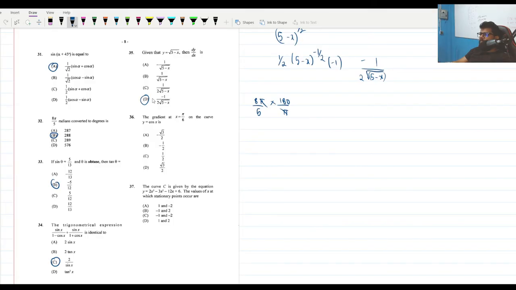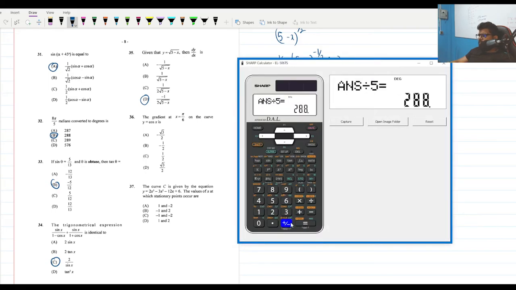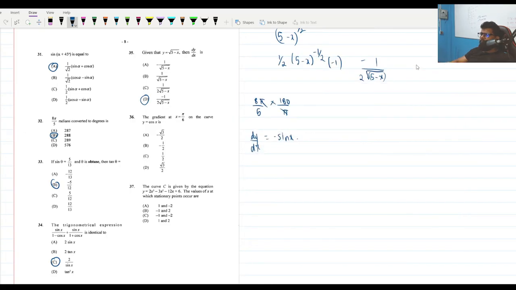The differential of cos x is minus sine x. And I want to know when x is pi on 6, which is 30 degrees. Minus sine of 30 degrees is minus sine of 30, which is negative a half.